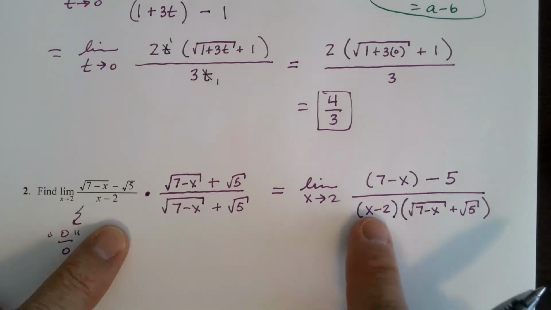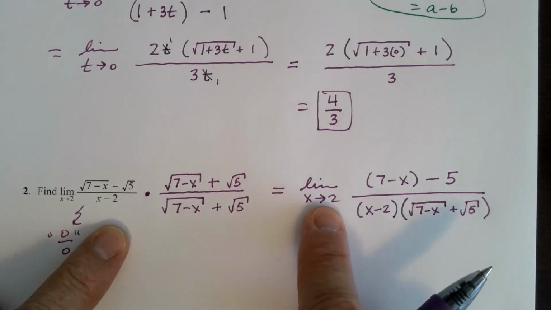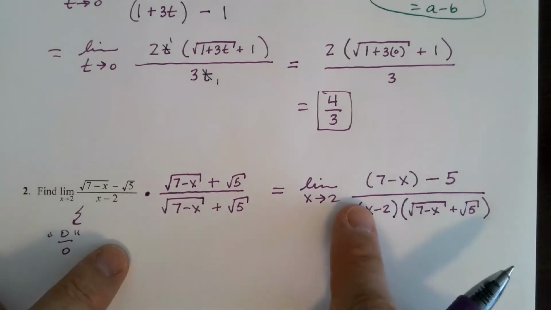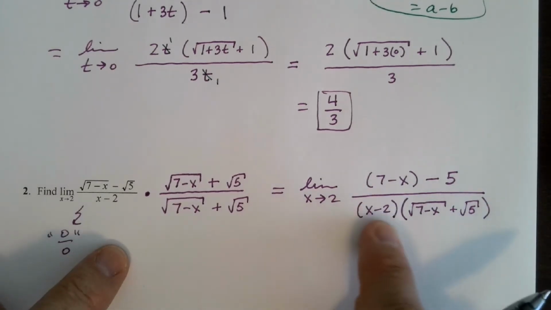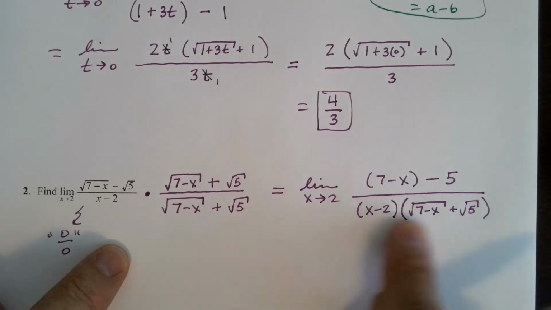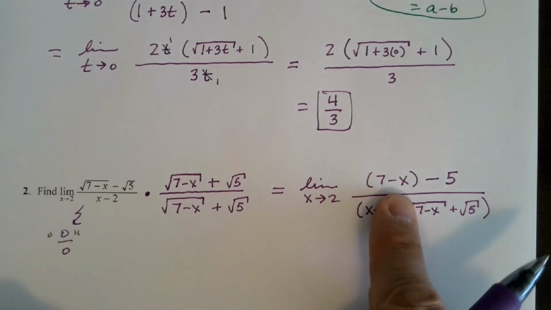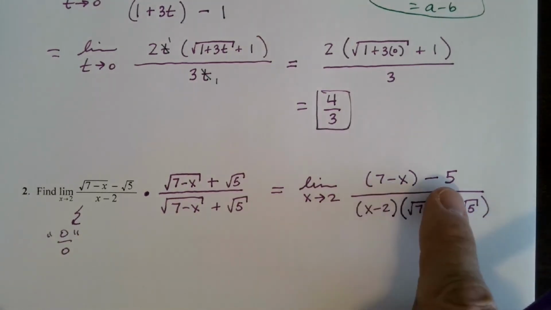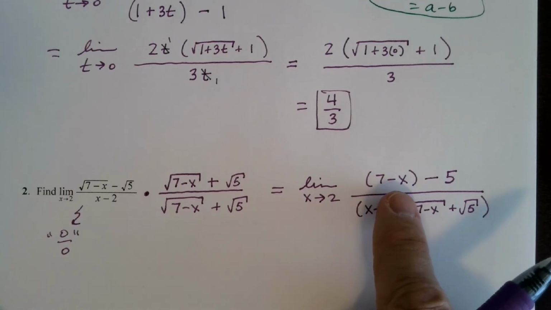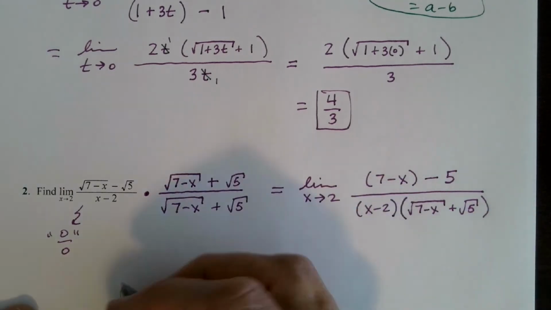Why? We need that x minus 2 factor because when I plugged in x equal 2, I got 0 in the denominator, and I want to keep that x minus 2 factor. So don't expand, leave it factored. Up top, simplify. What do I get? 7 minus 5 is 2. I get 2 minus x up top.